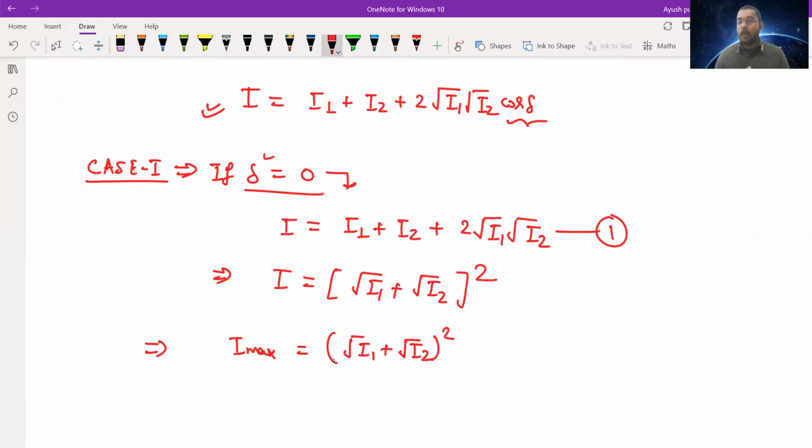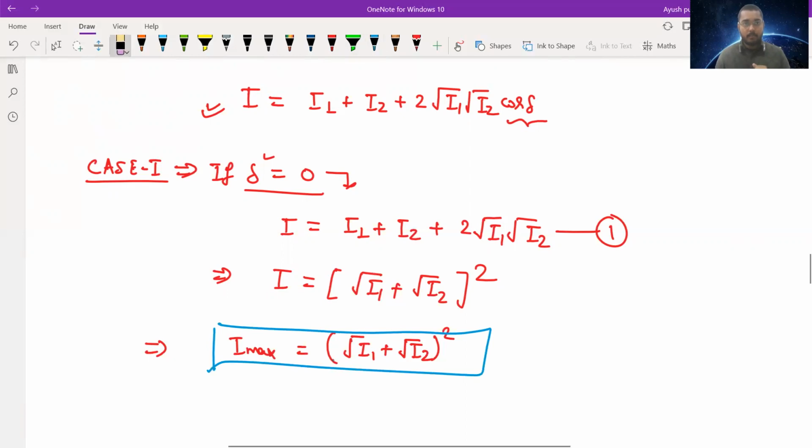This is the maximum intensity. Why? Because the maximum value occurs when cos delta is maximum. The minimum value of cos delta can be -1, and the maximum value of cos delta can be +1. I have taken delta equal to 0, so cos will give the maximum value. So this is the maximum intensity at any point.